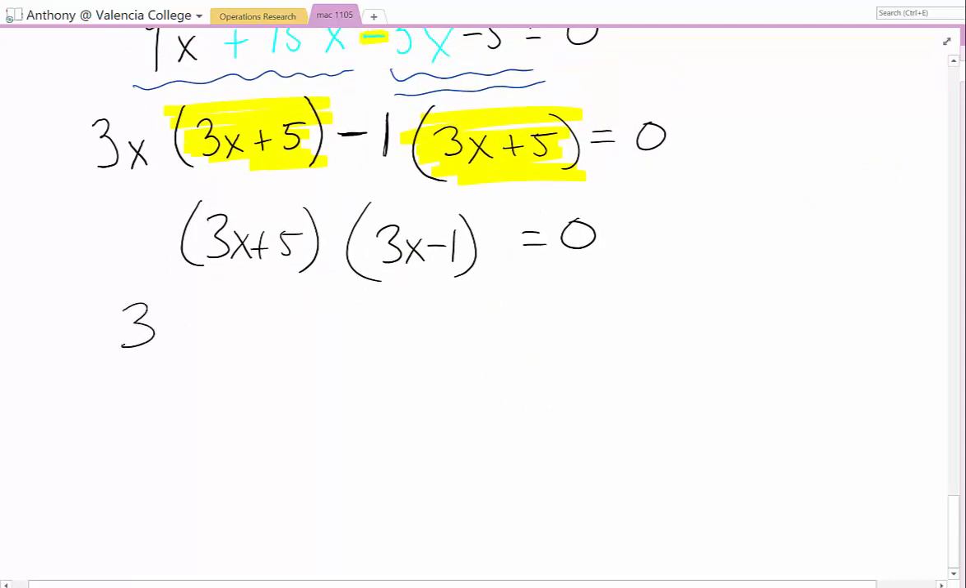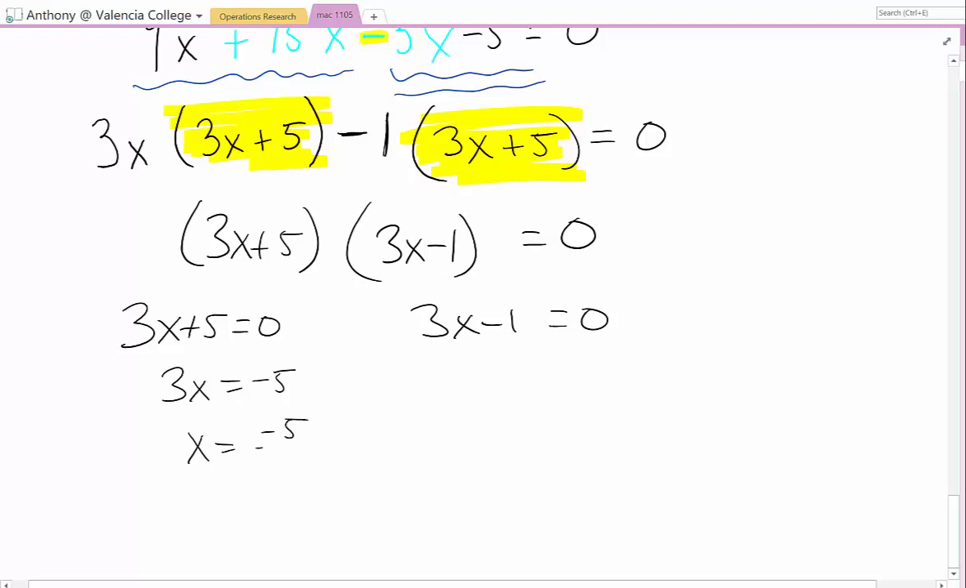Okay. 3x plus 5 equals 0. 3x minus 1 equals 0. Let's see, 3x equals a negative 5. If I subtract 5, x is equal to a negative 5/3. The other solution, we add 1 to the other side, but 3x equals a positive 1. Divide through by 3, x is equal to a positive 1/3.